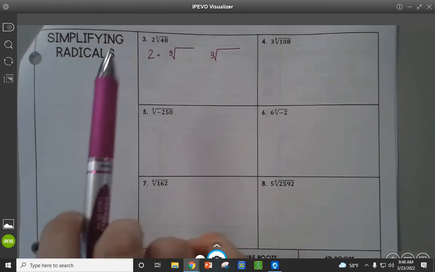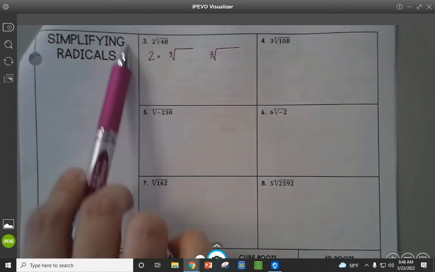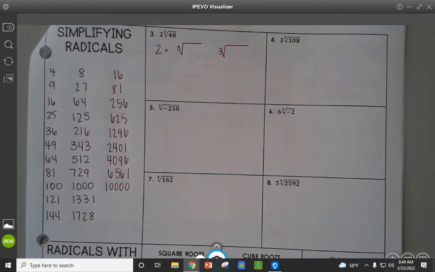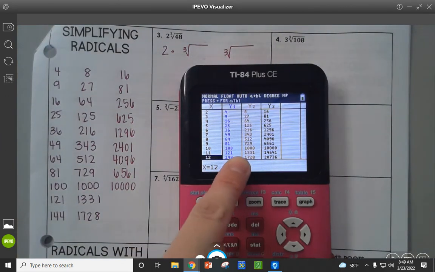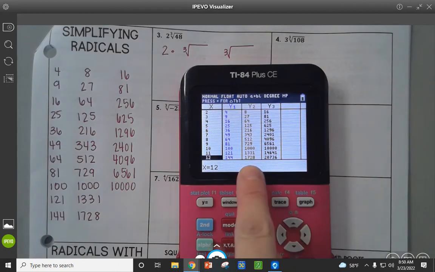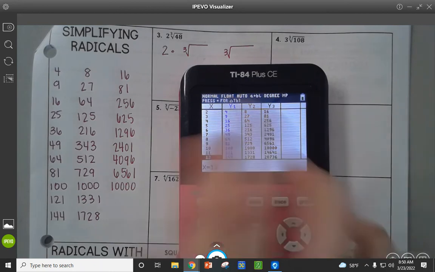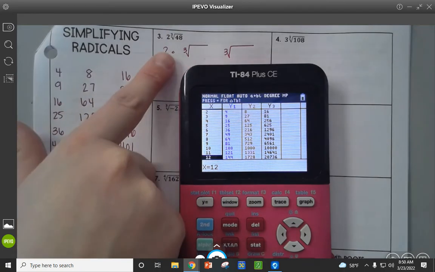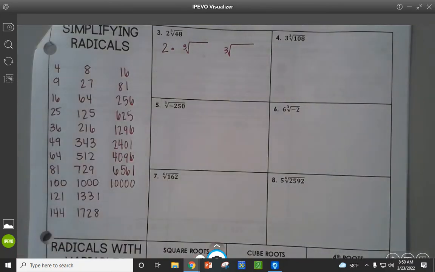So you may even want to jot down a list of perfect squares, a list of perfect cubes, and a list of perfect fourths here on your notes so that you can just glance back and forth instead of having to turn your papers. So remember, it's really easy to get this list. If you want your perfect squares, type in x squared. If you want your perfect cubes, type in x cubed. If you want your perfect fourths, type in x to the fourth and get those, and you can look at your table. But if you are needing to go back and forth to divide, that may be too much work. So having them written out right next to you is beneficial.